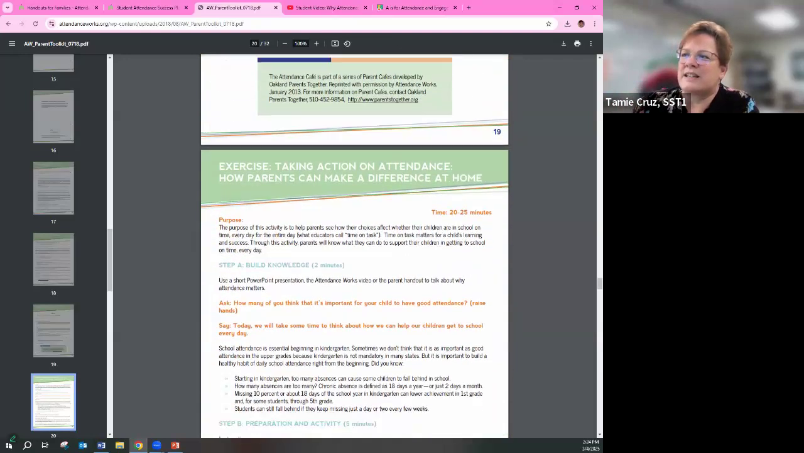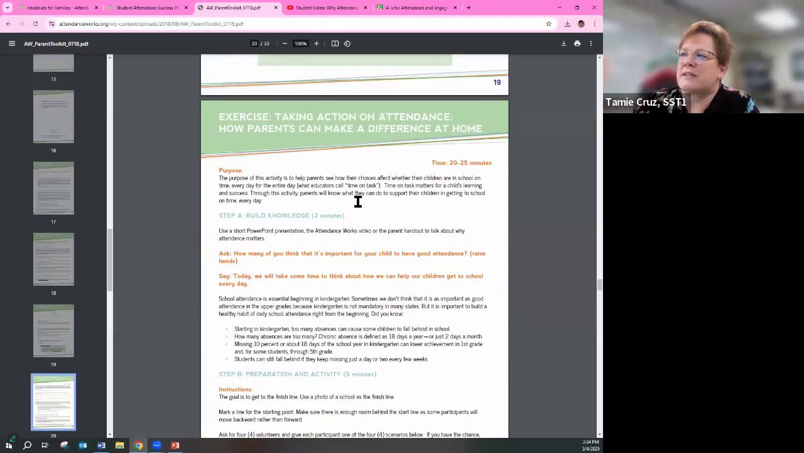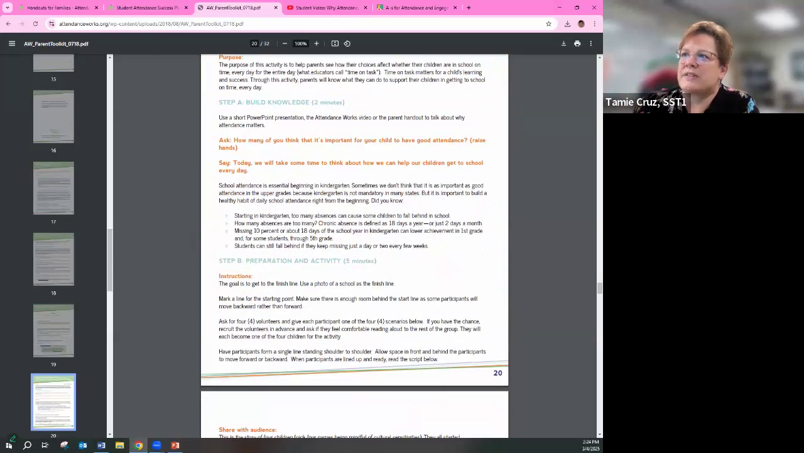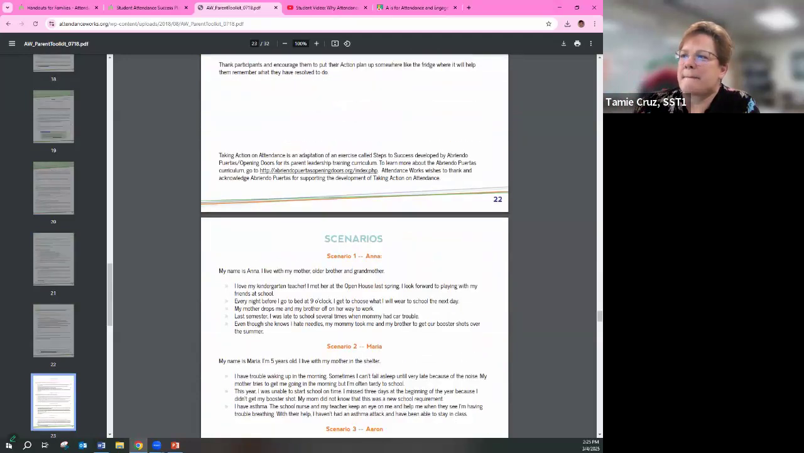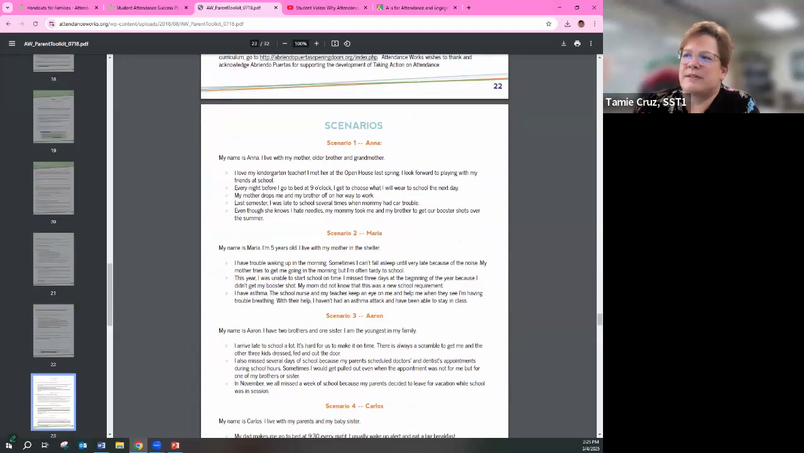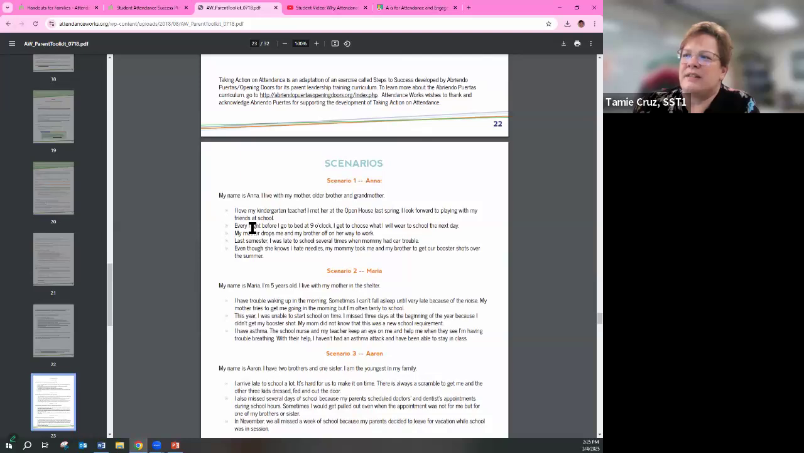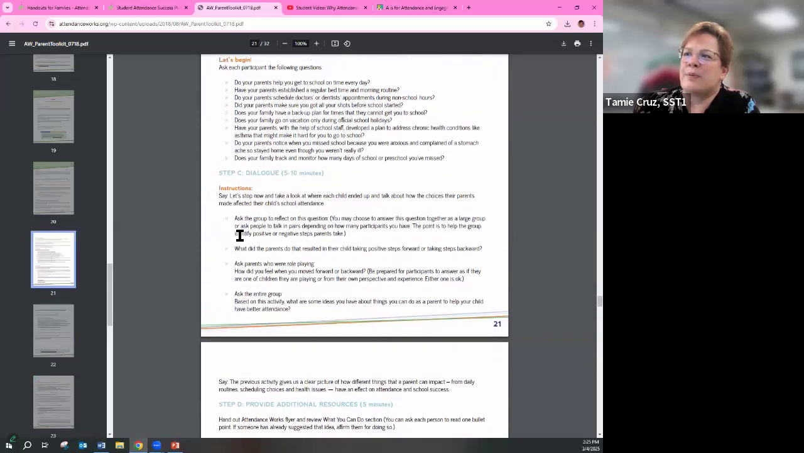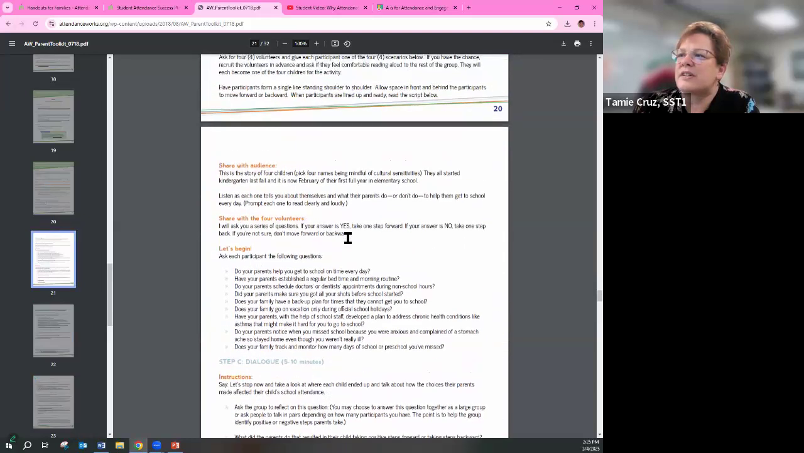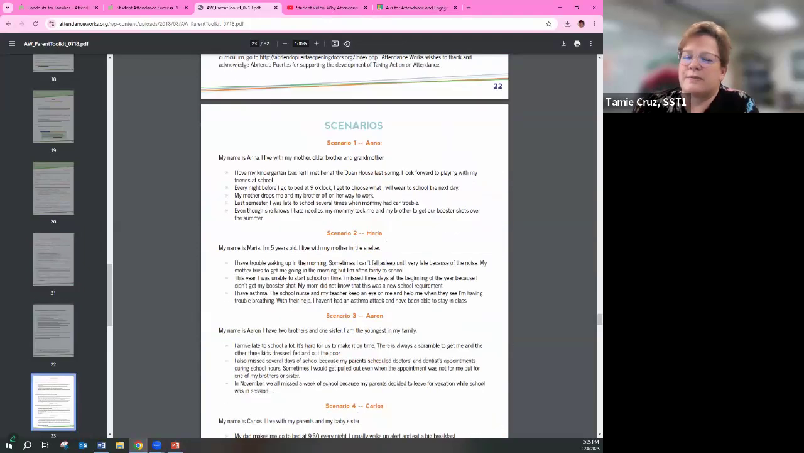All right, so lots of different activities. How parents can make a difference at home. This is a parent activity. And then scenarios, okay? So you read the scenario or get the scenario and then ask the questions to reflect. Okay, so they read the scenario and then they answer these questions. Does your parent help you get to school on time every day? If you're one of these people in this scenario, okay?